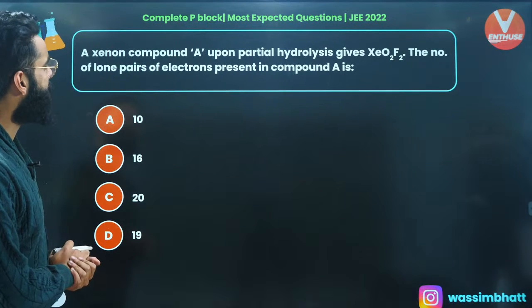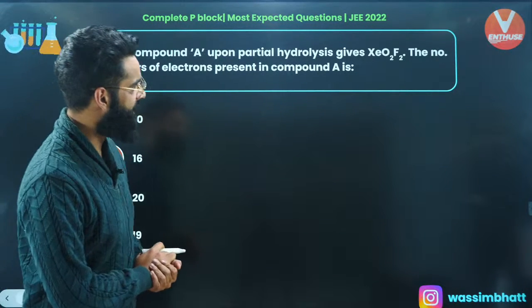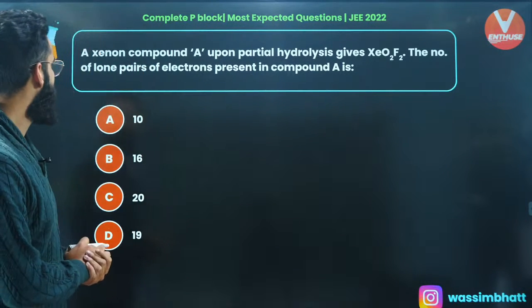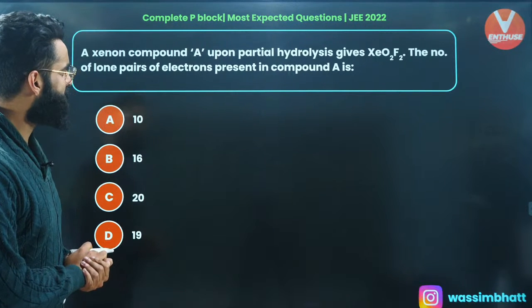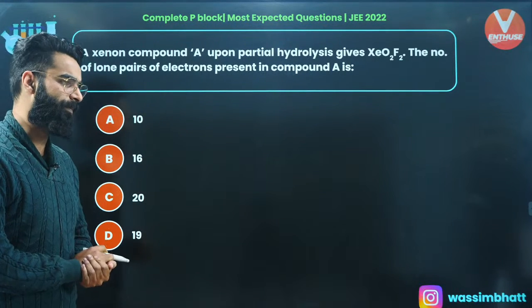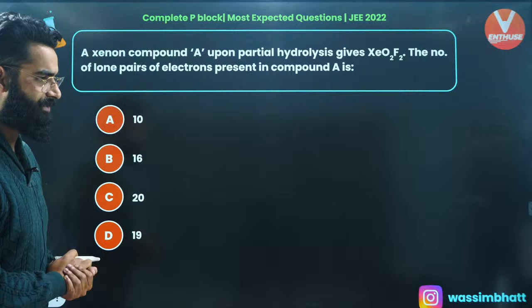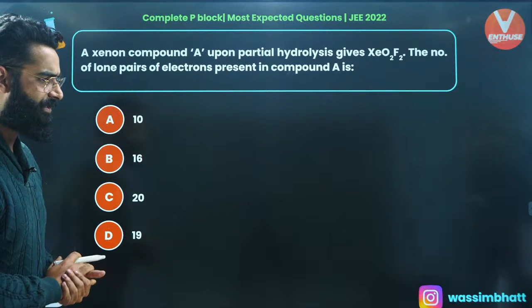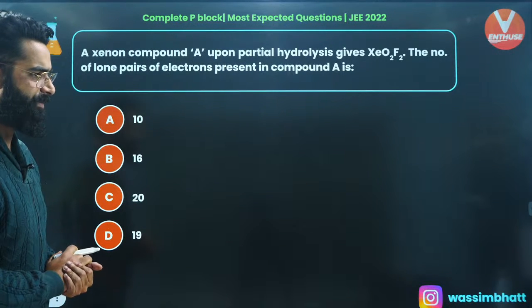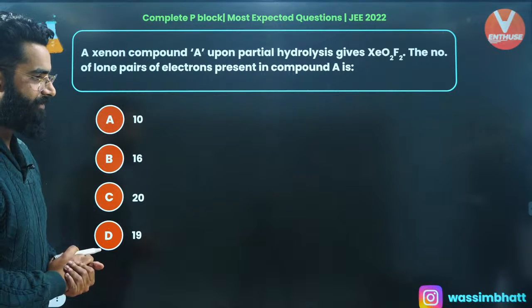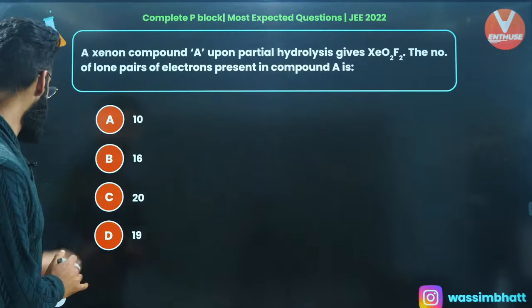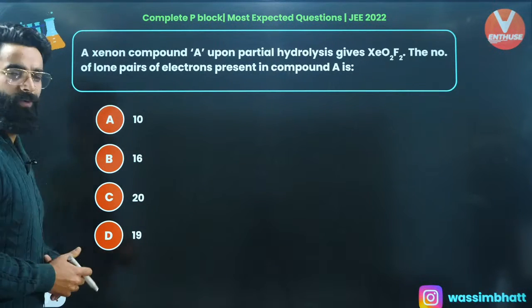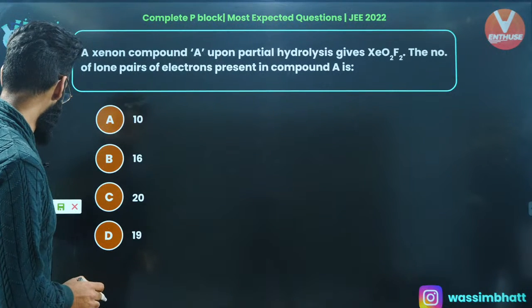A xenon compound A upon partial hydrolysis gives XeO2F2. The number of lone pairs of electrons present in the compound A will be. What do you think about this? Well, Shahid is coming up with the answer as 10. What about the rest of the people? Alright, well, I can see majority of the students are coming up with option A. Let's exactly get to know what is going to be the correct answer of this particular question.